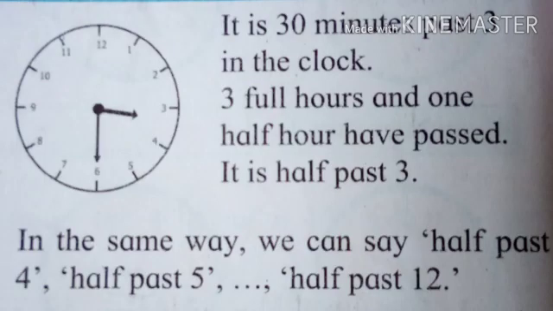Now look at the next picture. What you can see, the hour hand is between 3 and 4 and the minute hand is on 6. So, what is the time here? It is 30 minutes past 3 in the clock. Means after 3, 30 minutes have become. So, 3 full hours and 1 half hour have passed. So, what we say? Half past 3. In the same way, we can say half past 4, half past 5 till half past 12. Okay, understood? Quarter past also you understood, and now half past also.